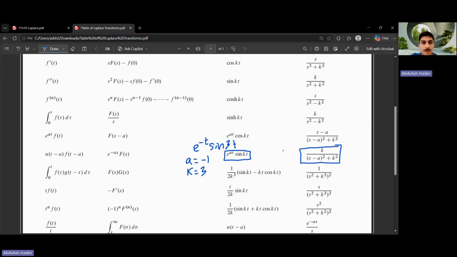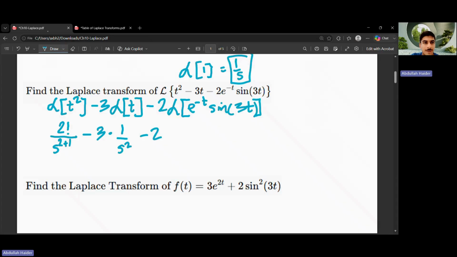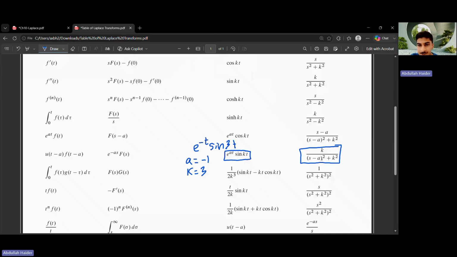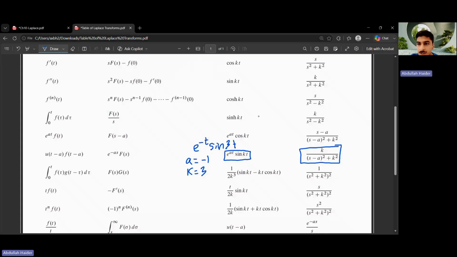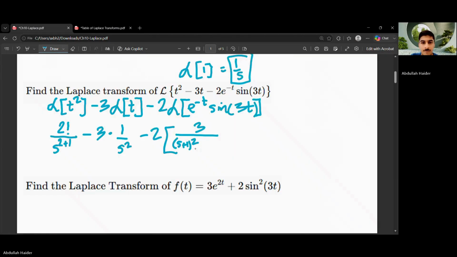So k is 3 means 3 over s minus a squared. So s minus minus 1 is s plus 1 squared, plus k squared means plus 9. No need for this bracket. And now you can simply just simplify.